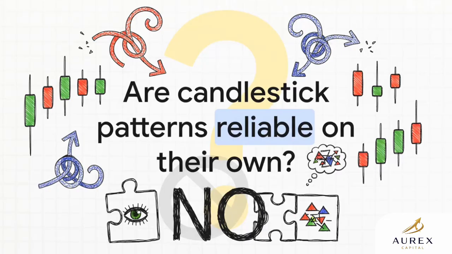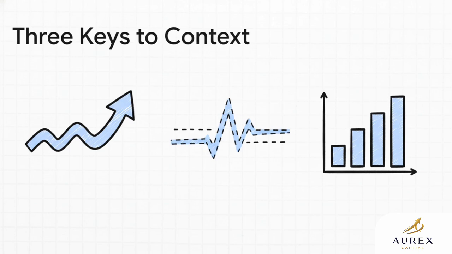Which brings us to the million-dollar question. Can you just spot one of these patterns and place a trade? Are they really reliable all by themselves? And the answer to that is a clear, absolute no. A pattern only gets its power from its context.